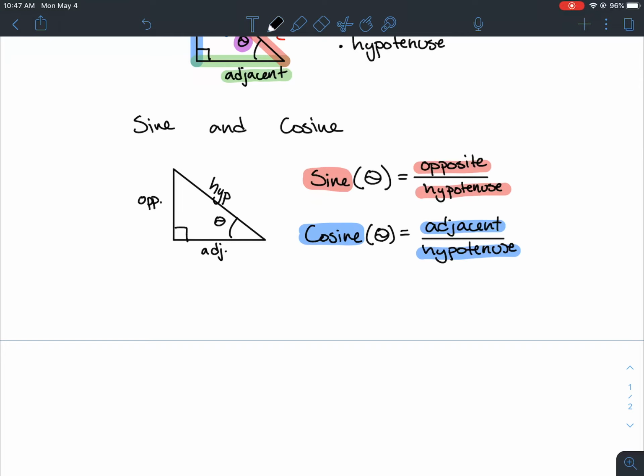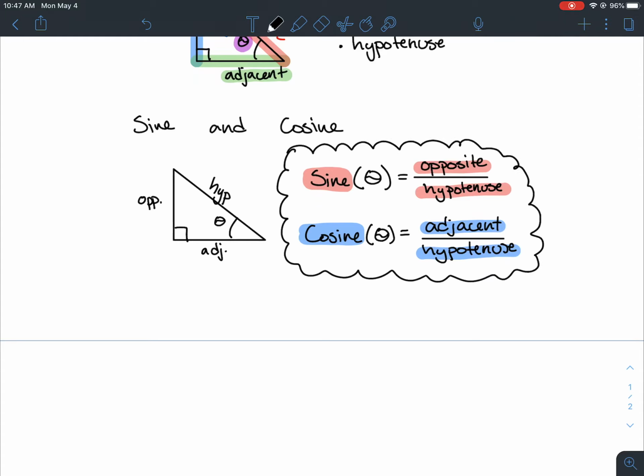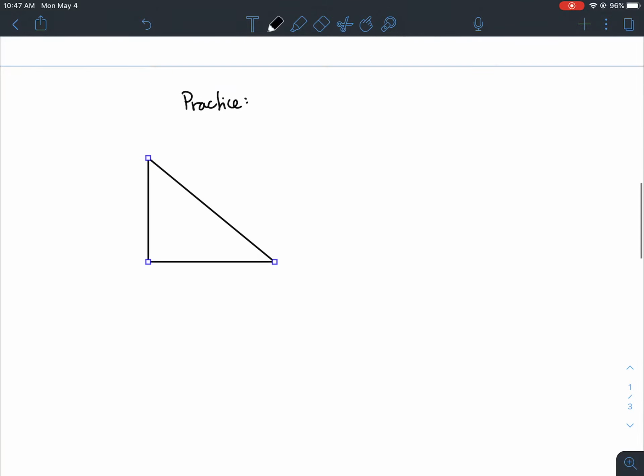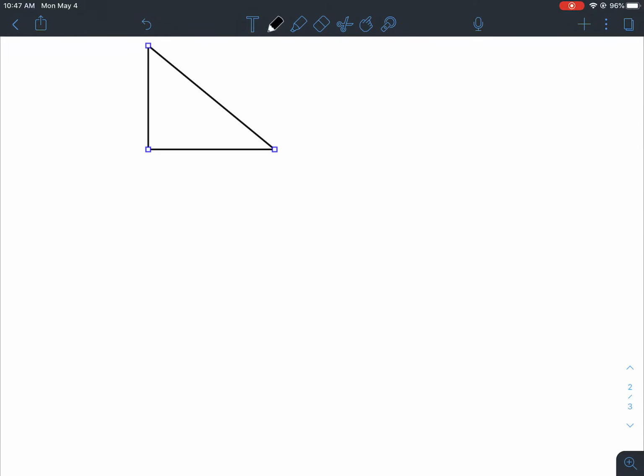So these here are very important for us. This is what today's lesson is about, being able to find these ratios. So let's do a little practice here. So let's do two problems.